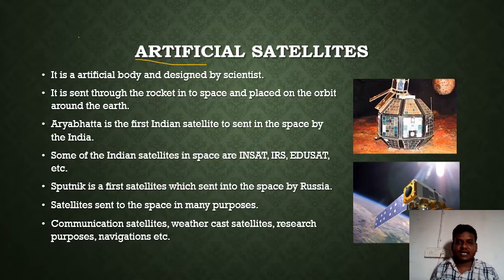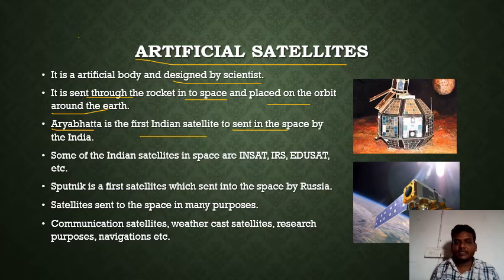Here is the artificial satellite. An artificial satellite is made by humans. It is an artificial body designed by scientists, sent through a rocket into space and placed in an orbit around the Earth. Aryabhatta is the first Indian satellite sent into space by India.